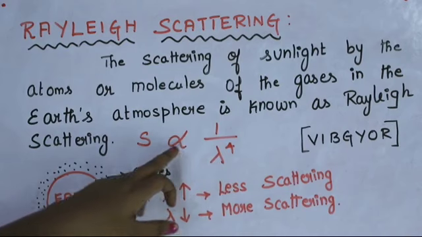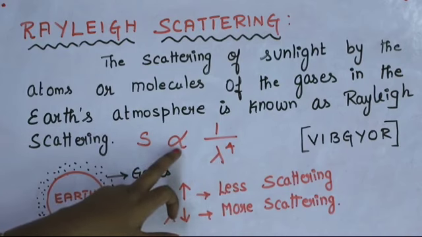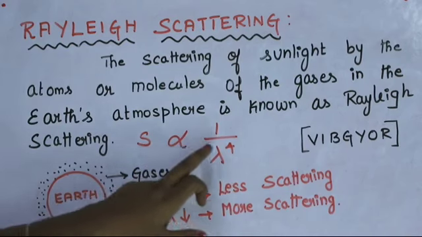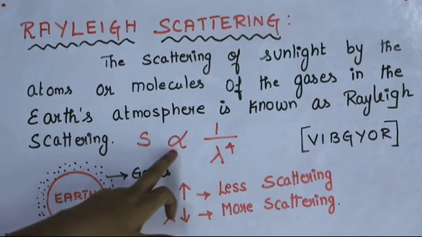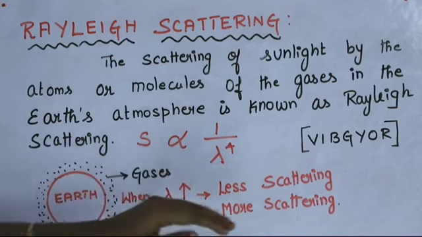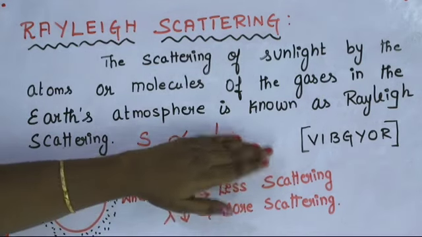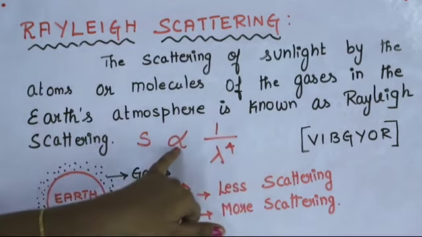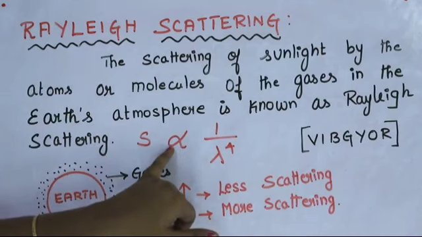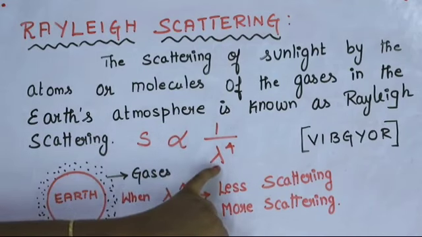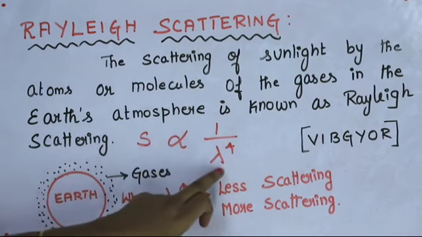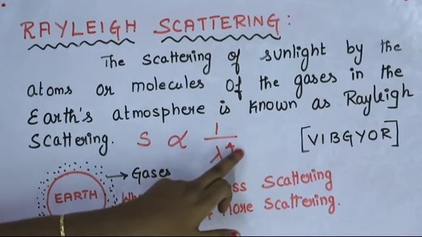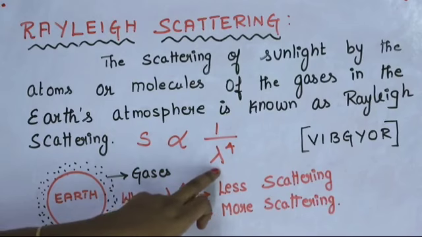According to this law, the shorter wavelength colors are scattered much more than longer wavelength colors. When sunlight passes through the atmosphere, the blue color is scattered to a greater extent than the red color. This scattering causes the sky to appear blue in color.